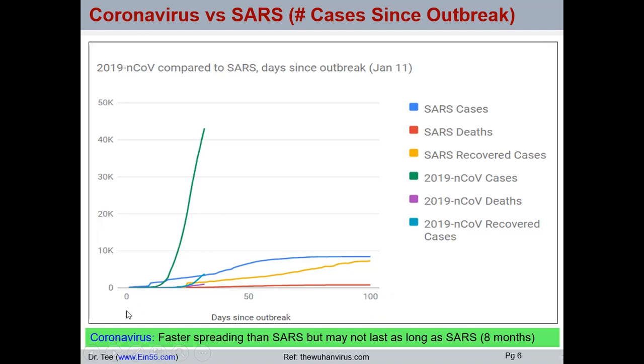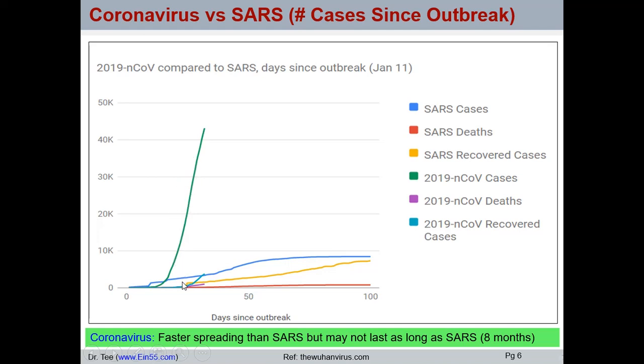Let's say we keep track since day one of the outbreak for SARS. Eventually it saturated at maybe around 8 to 9,000 cases, and then reached a peak. The whole duration for SARS was roughly 8 months. Compared with this coronavirus, it picked up very fast.